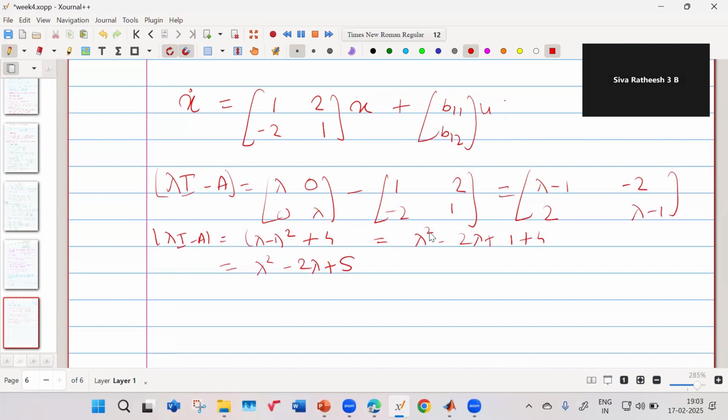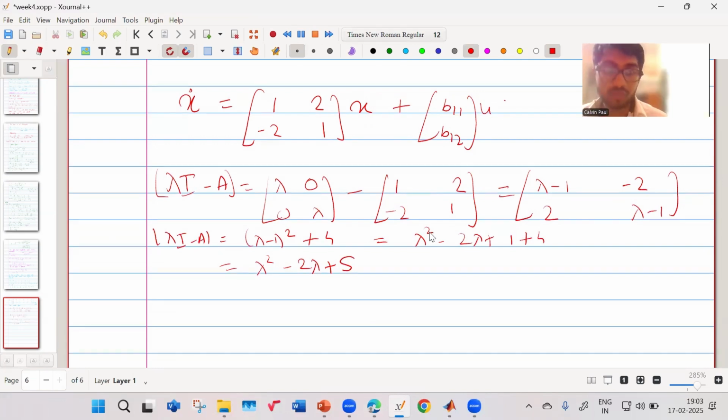Siva, Ratesh, 3B. What will be the eigenvalues of this?